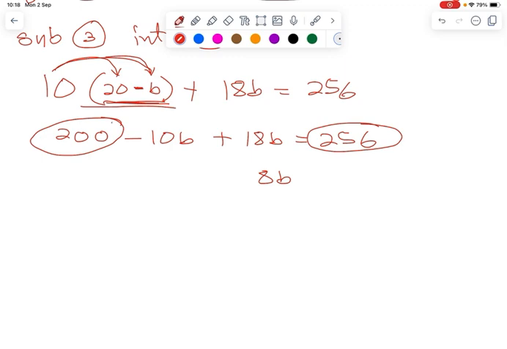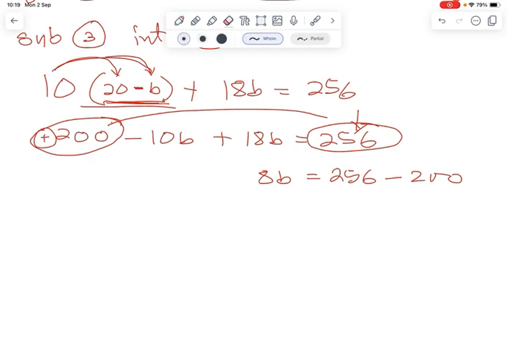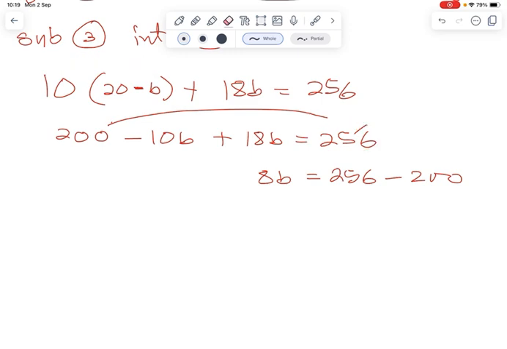Which one is bigger? 256 is bigger, so the bigger one stays, right? The smaller one bring over. So 256 minus 200. Why minus 200? Because it's a positive here. This is an unseen positive, right? If there's no sign in front of the number, it is a positive number. Simple. Very simple. These are part of the laws of algebra, right?